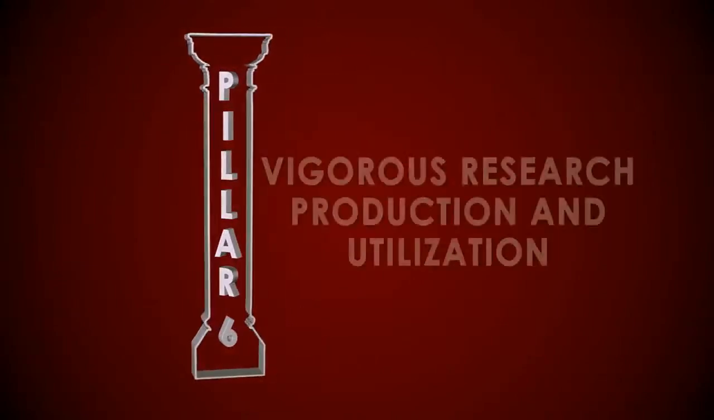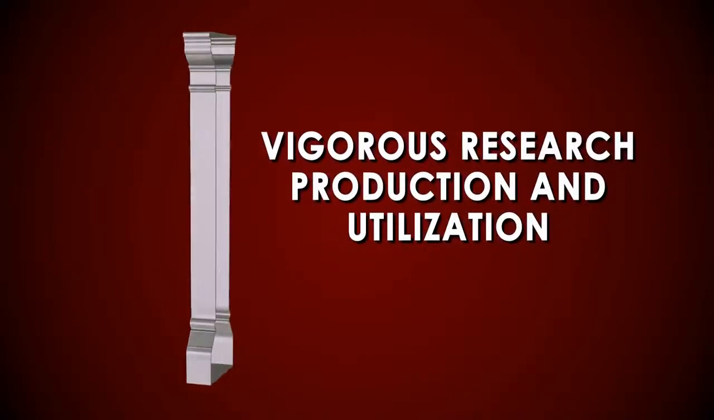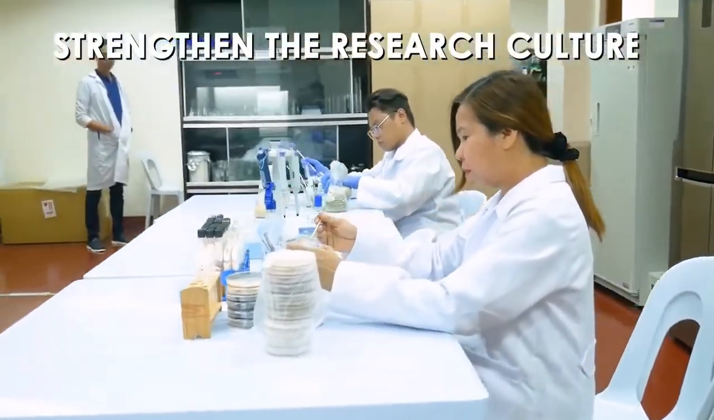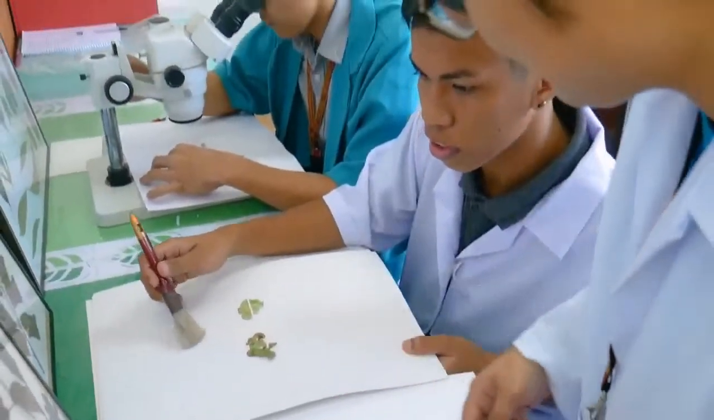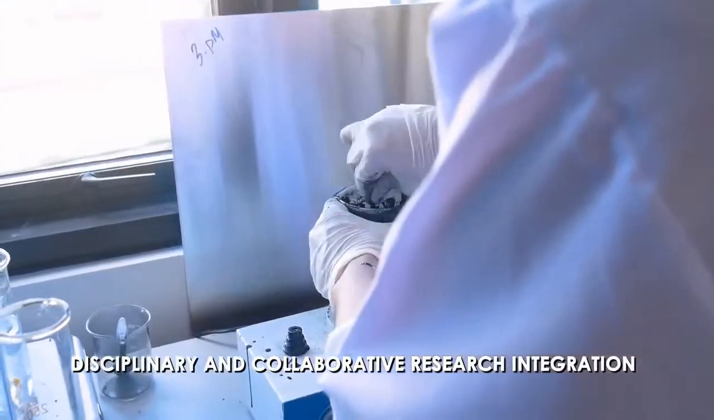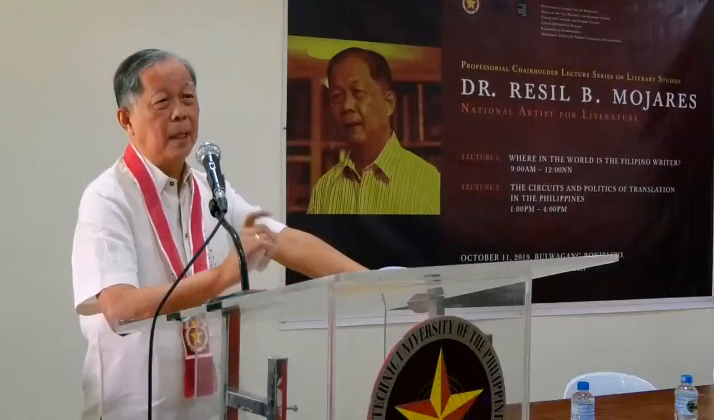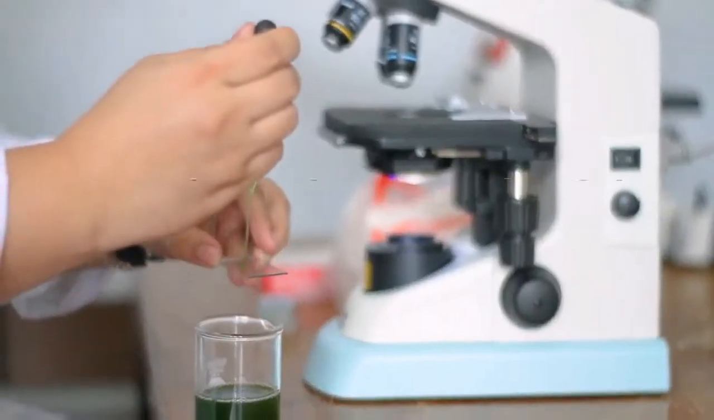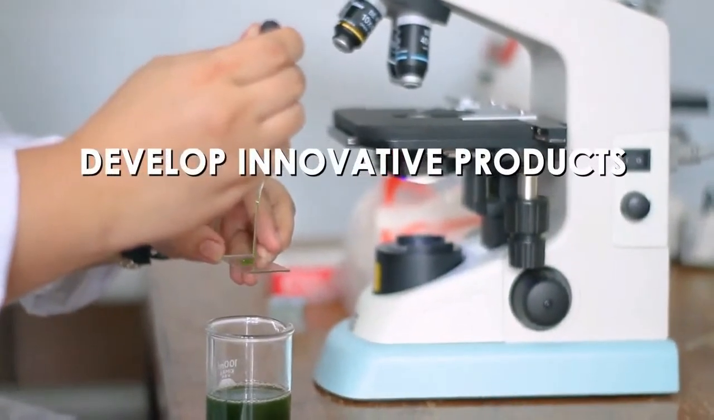Pillar 6, vigorous research production and utilization. We will continue to strengthen the research culture in the university by promoting discovery and innovation through increasing disciplinary and collaborative research integration across academic disciplines to create new knowledge, utilize research findings, and develop innovative products.